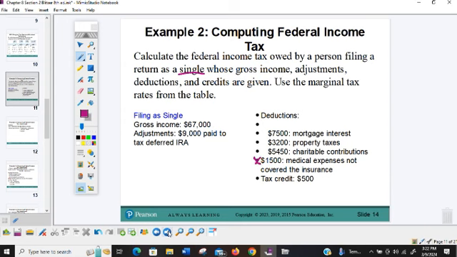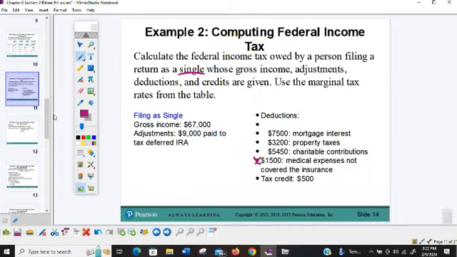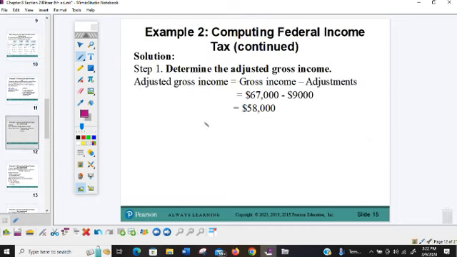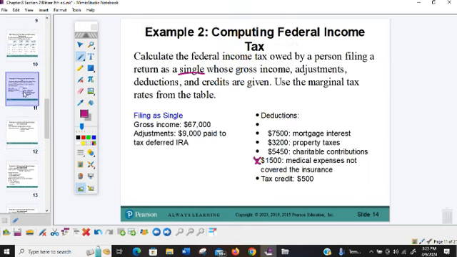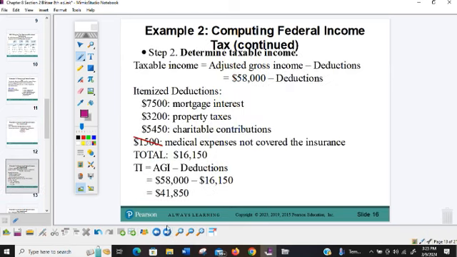So, all right, let's go back and look at the table, by the way. For this one, the standard deduction for a single person is $12,550. Okay, so let's see what our adjusted income is going to be. We're going to take his $67,000, subtract that money that was put in an IRA, I believe is what it said. Let's see. Yes. And then we're going to end up with an adjusted gross income of $58,000. Now let's look at deductions. See what the taxable income is.